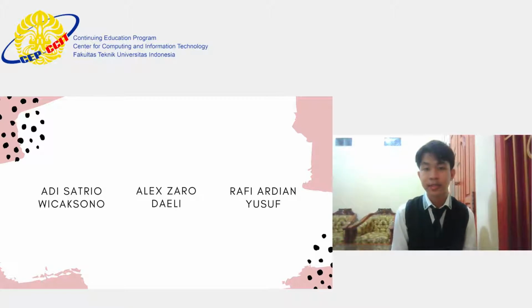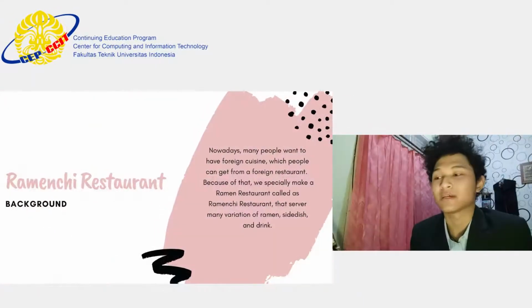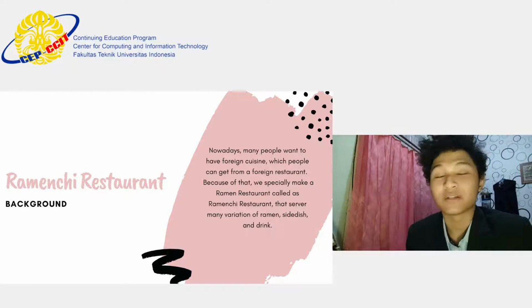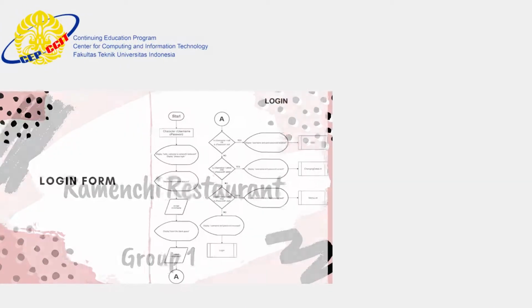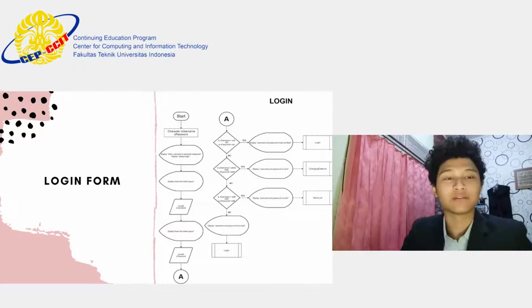Okay, this presentation starts with the definition. A restaurant is a place where people pay to sit and eat meals that are cooked and served on the premises. The restaurant that we make is special for ramen food and other side dishes, so we called it Ramenchi Restauran. So I'm going to explain the login procedure.